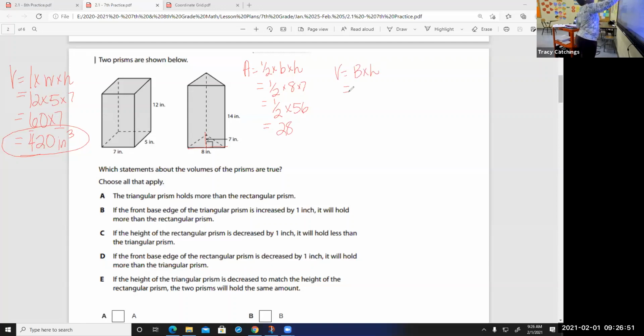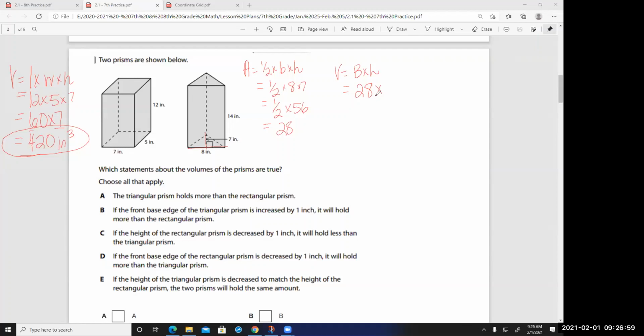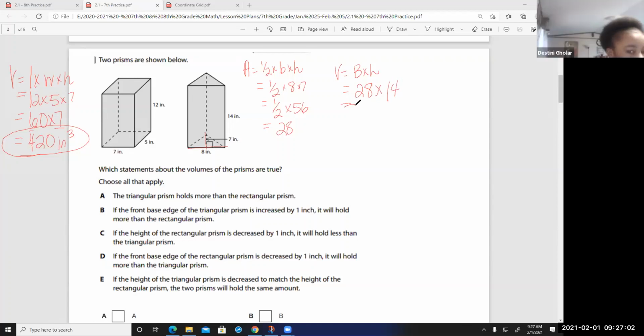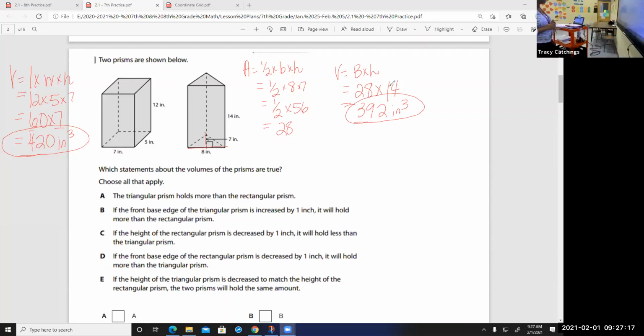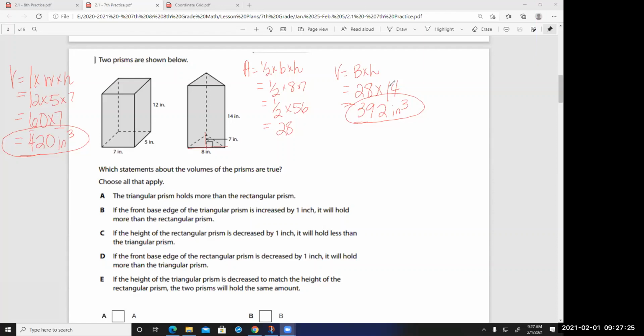And then the base times the height. So the base was 28. What's the height of that triangular prism? 14. All right, multiply it out. 392. Does the triangular prism hold more than the rectangular prism? No. Alright.